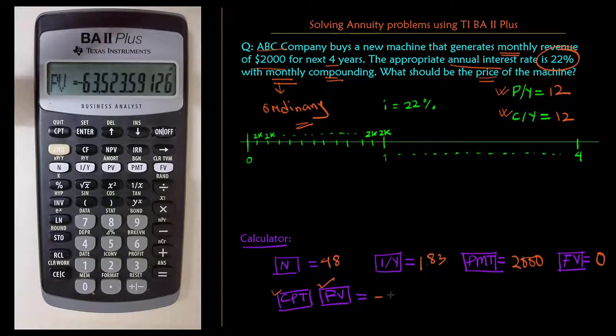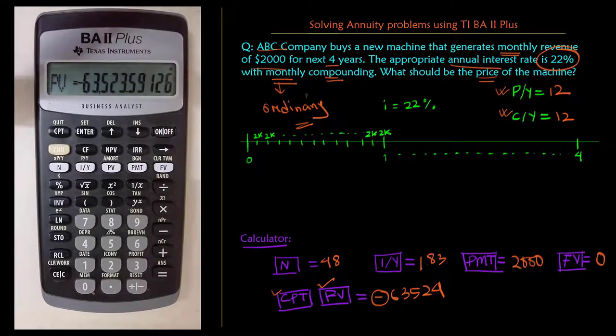So the result is, now, as you can see, there is a negative sign. It makes sense because this is our price, right? You'll pay this price to get the machine. So from your perspective, it's a cash outflow.